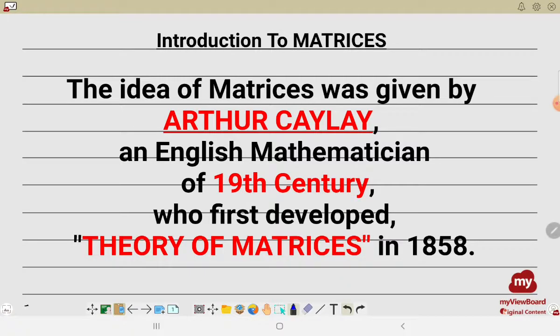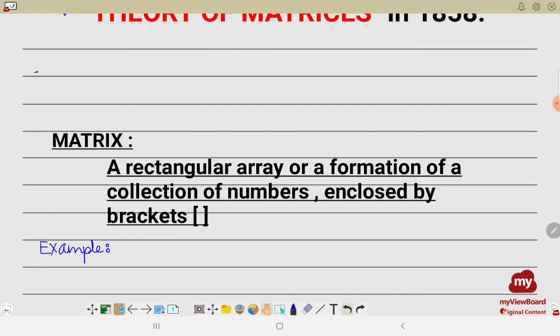So, the idea of matrices was given by Arthur Cayley, an English mathematician of the 19th century. He was the one who first developed the theory of matrices in 1858. Let's move forward with the definition of matrix.